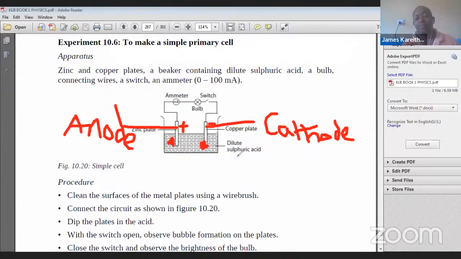So for today, I just want you to absorb that, and I'll definitely send you the notes. By Monday or the next lesson, we shall be able to see how electrons are conducted and how the bulb lights.